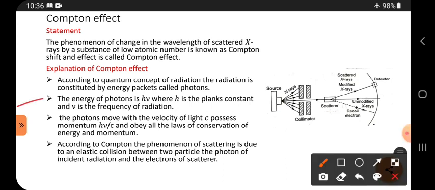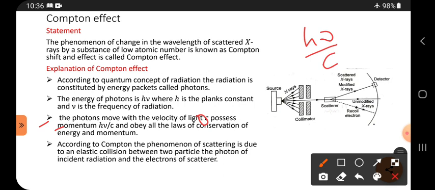The energy of a photon is h nu, where h is the Planck constant and nu is the frequency of radiation. So here energy of photon is written as h nu only. Sometimes we write it as E equals h nu. The photon moves with the velocity of light c. Possess means contains momentum. How much momentum does it contain? h nu by c. h nu by c is the momentum.